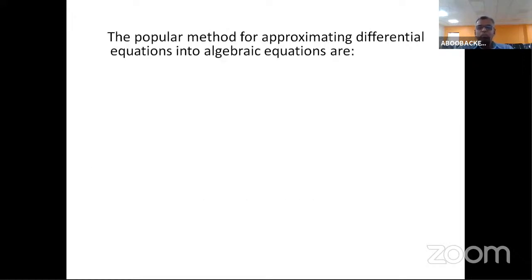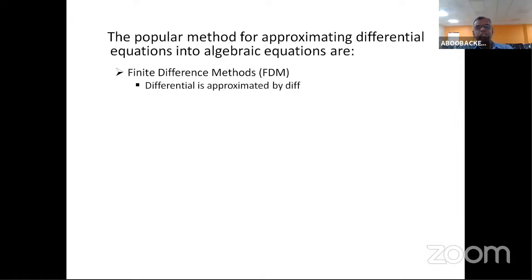So the popular methods for approximating differential equations into algebraic equations are, one, the finite difference method, abbreviated as FDM, in which the differential equation will have a differential operator. The differential operator is approximated by a difference at a finite number of grid points. Difference is an algebraic operation. Differential is a calculus operation. So if the differential is approximated to a difference, it becomes an algebraic equation.